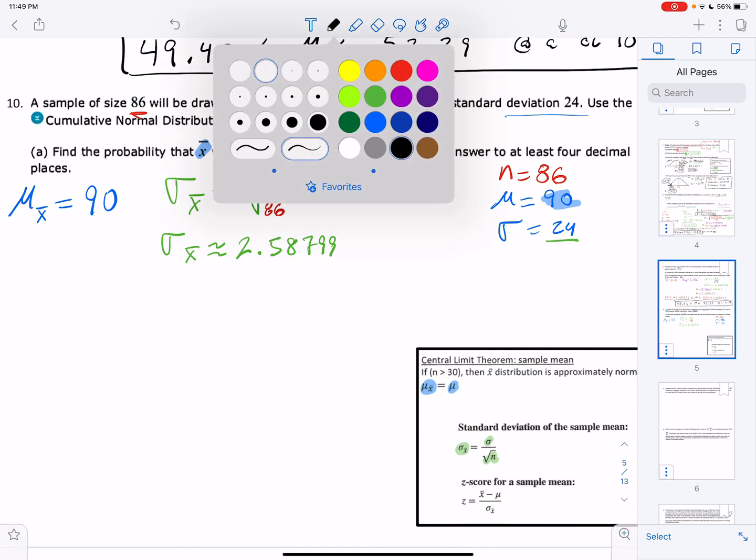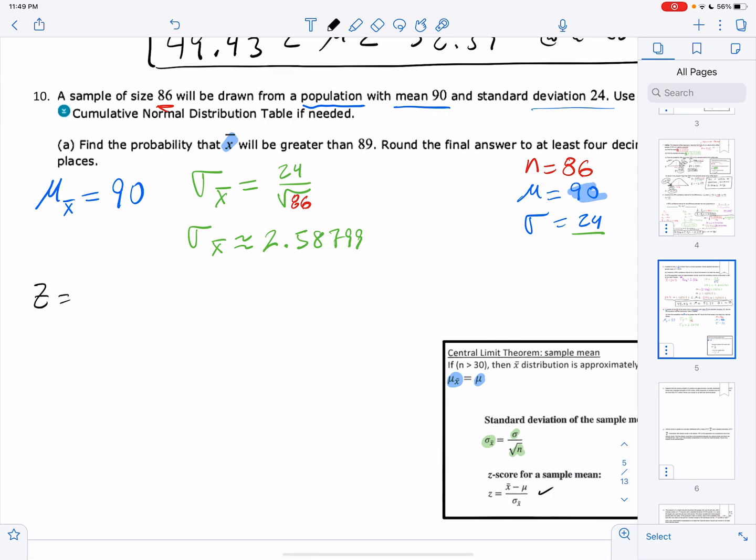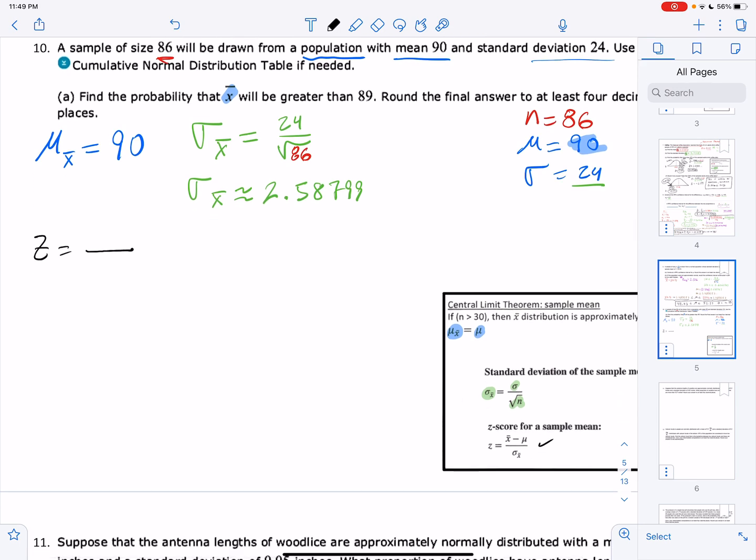Now we need that because I need to know what this z-value is. And this z-value is going to be calculated by this formula that I just checked down here in the bottom corner, right there. And that is that x bar, what's our x bar? Do we have an x bar? Well, what they're talking about, if I drew a picture for you, which I guess I will, they're talking about this guy right here. That this is the distribution of little x bars, of the sample mean.